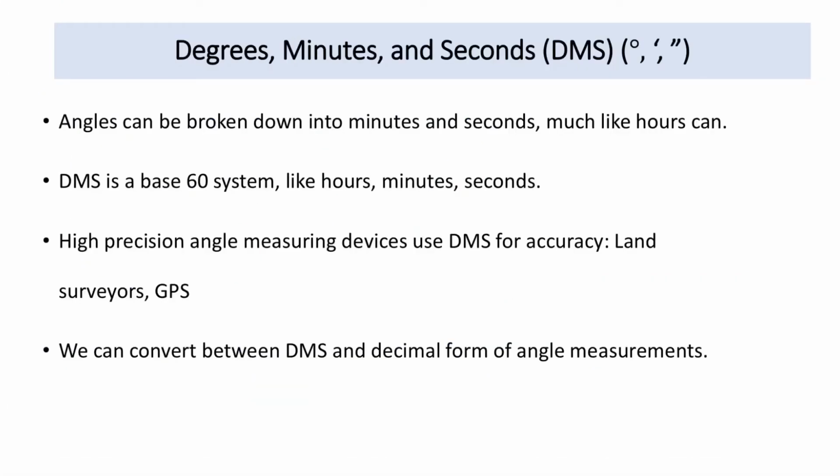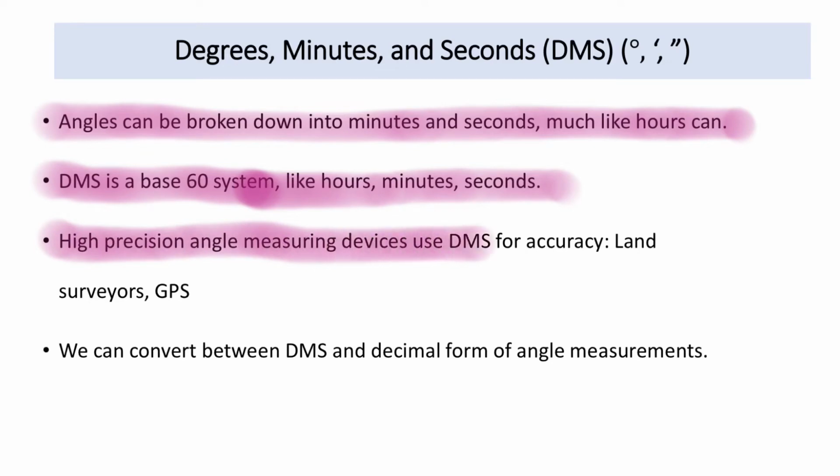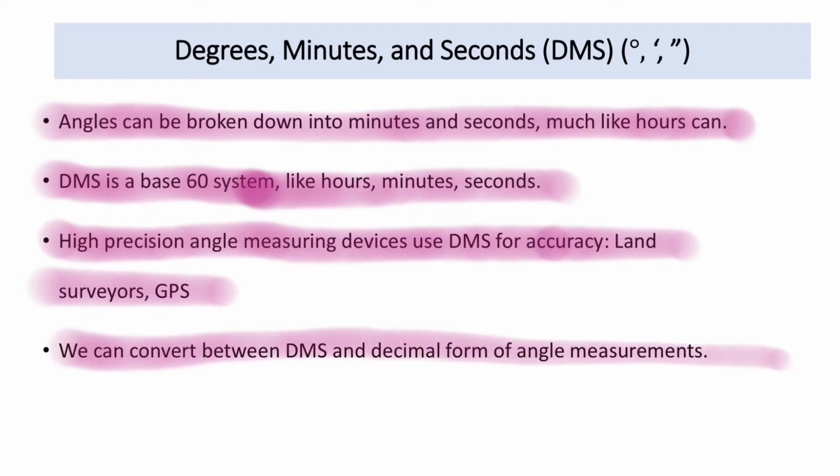Next idea here is the degrees, minutes, seconds units, which are a more refined way of writing your degrees. So angles can be broken down into minutes and seconds, much like hours can be. So we call that the DMS system. It's a base 60 system, like hours, minutes, and seconds are a base 60 system, meaning there's 60 seconds in a minute and 60 minutes in 1 hour. So high precision angle measuring devices use DMS for accuracy, such as land surveyors and GPS.